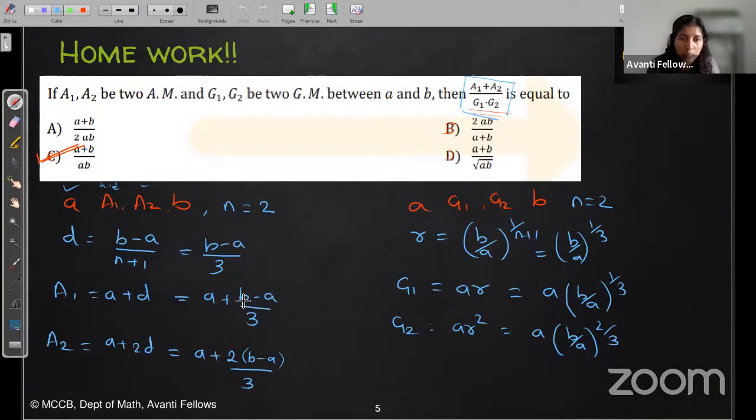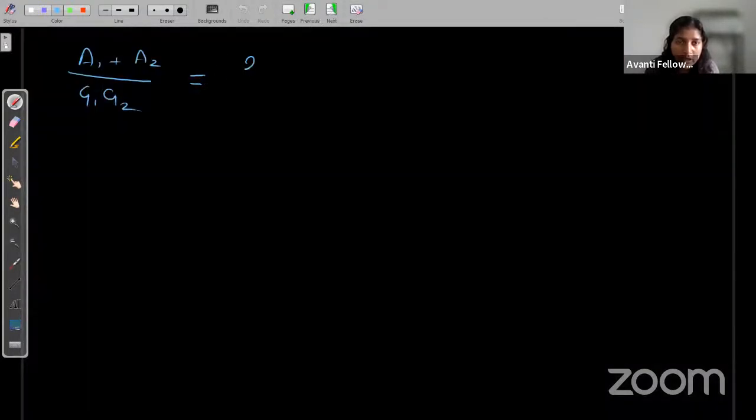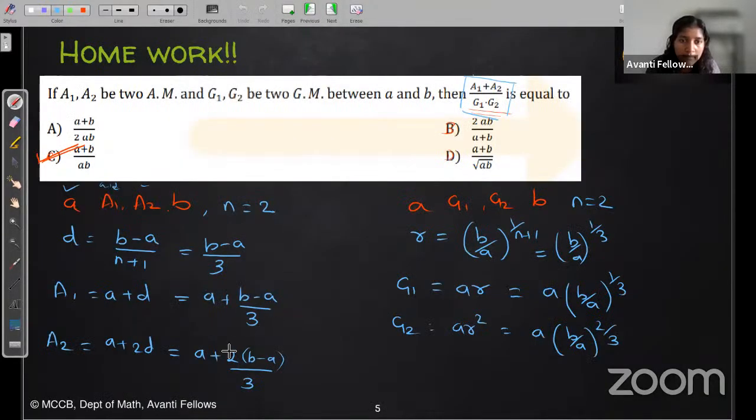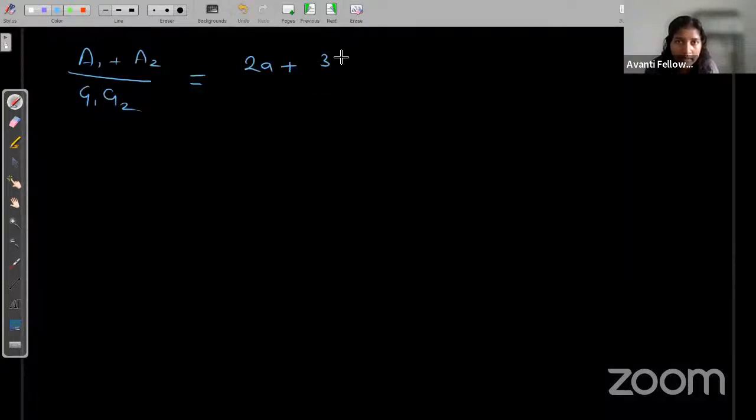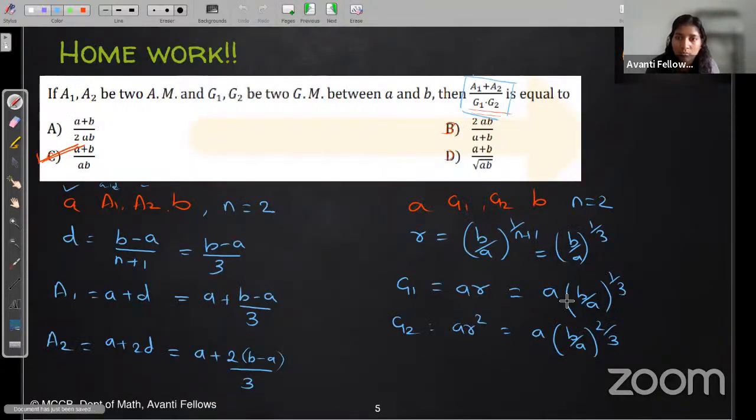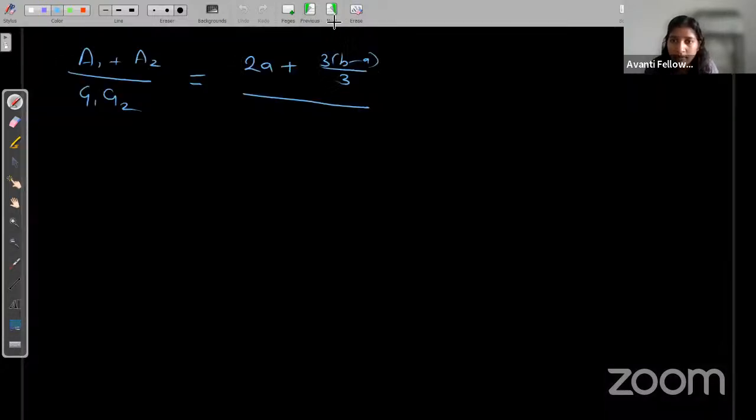This is the value of A2. Add these both. What will we get? When we add those both, we will get 2A plus B minus A by 3 plus 2 into B minus A by 3. It's going to be 3 into (B minus A by 3) whole divided by G1 into G2. Just multiply these both. When we multiply those terms, we will get A squared into B by A. Okay. Now just simplify it.